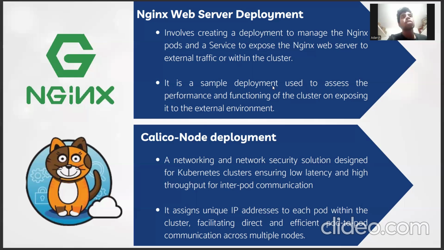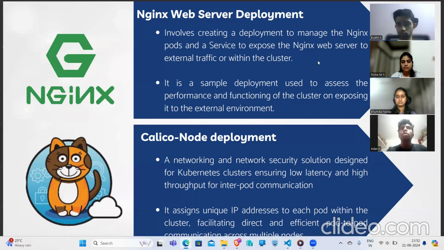Then coming down to what Calico node deployment is. So Calico is a robust networking and network security solution. So it's designed specifically for Kubernetes clusters. So it provides networking for containers, enabling communication between the pods and also within the cluster. So this is like a communication service and also a networking feature. Here there are two aspects, which are the networking feature and the network security.